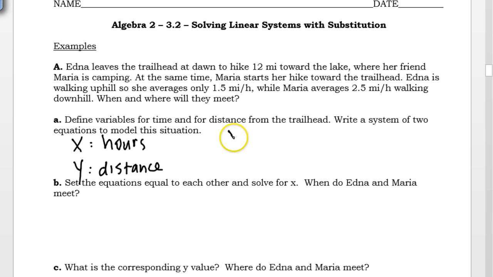So Edna is at the trailhead. She is 0 miles from the trailhead, and she is walking 1.5 miles per hour. So her equation would be 1.5x for her speed, for her slope, and I could put plus 0 because she's 0 miles from the trailhead at the start of the question, but I'll just leave that off to simplify it. And then Maria, well, Maria is walking 2.5 miles per hour, but she's walking towards the trailhead, so her slope will be negative, and she starts 12 miles away.